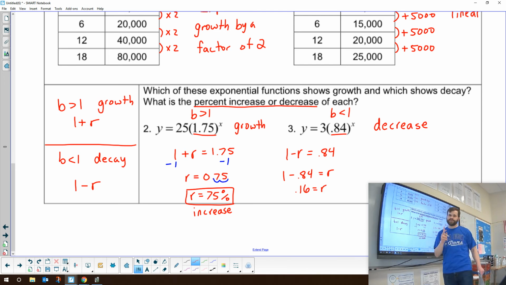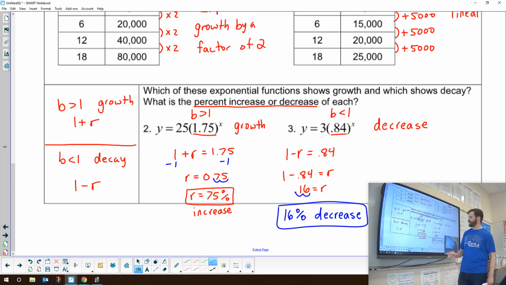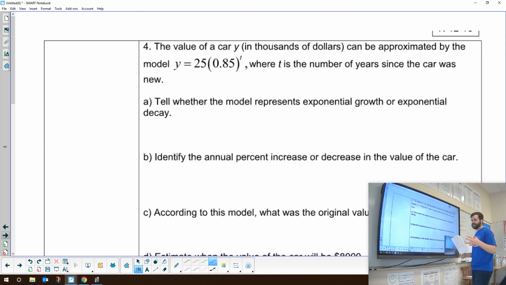Now, we want to do two things. We want to convert it to a percentage, but we also want to tell, is it an increase or a decrease? Well, in this case, we're going to move my decimal place over twice, and I'm going to have a 16% decrease for this one. So on this one, we had a 75% increase because it was bigger than 1. On this one, I had a 16% decrease because it is less than 1. All right? Okay, let's turn the page. And now let's begin talking about some real-life examples.